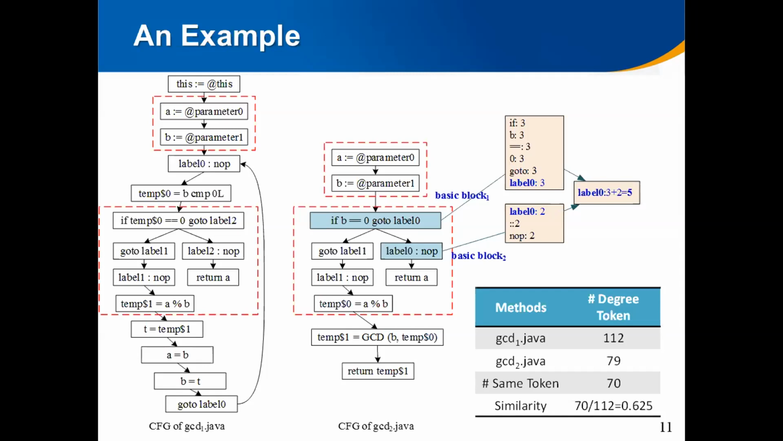After obtaining the corresponding weight of all tokens, we compute the overlap similarity by weight instead of by the number of same tokens shared between two methods. In this way, the total weights of all tokens in the CFGs of method 1 and method 2 are 112 and 79 respectively. After overlap analysis, we find that the weight of the same tokens shared by these two graphs is 70. Therefore, the overlap similarity can be calculated as 62.5%, which is greater than 50%.